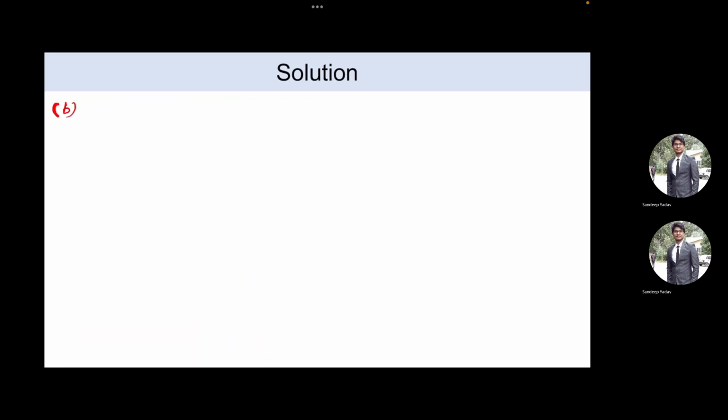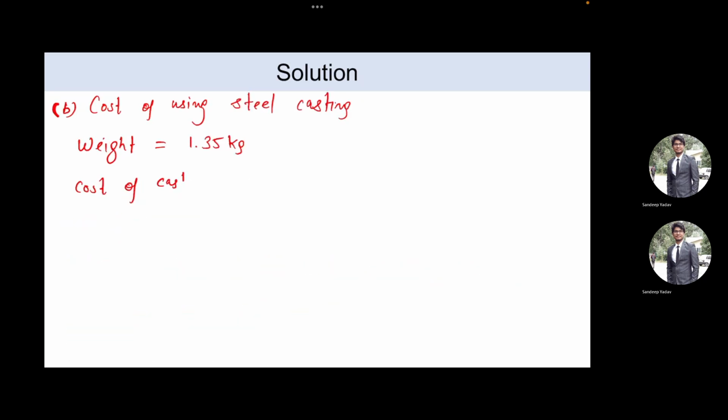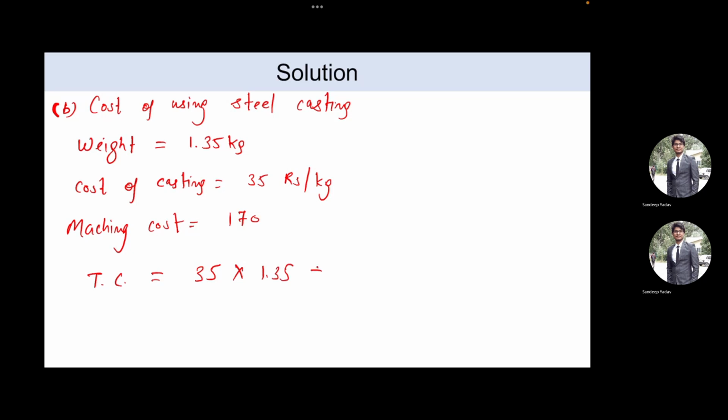Now let's do the same thing for the steel casting. In this case also the weight is given. The weight that is given is 1.35 kg. Cost of casting is cheaper, that is 35 rupees per kg. And machining cost is 170 rupees. Now if you want to calculate the total cost, it will be similarly 35 into 1.35 plus 170.